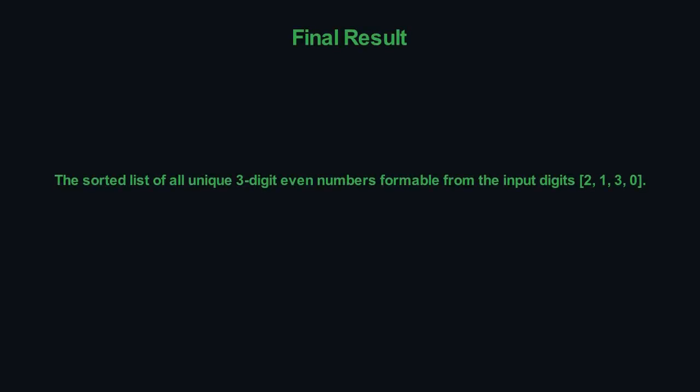After iterating through all even numbers up to 998, our final sorted list for the example will include numbers like 102, 120, 130, 210, and others. Each number uses three distinct digits available from the input and satisfies the even number condition.